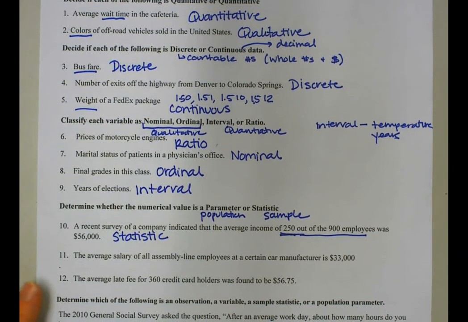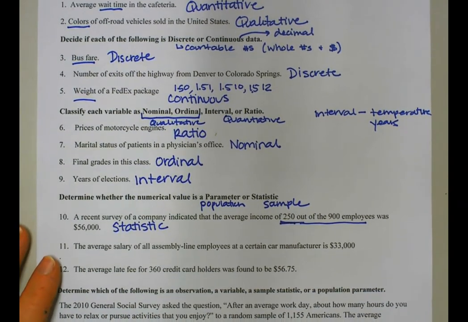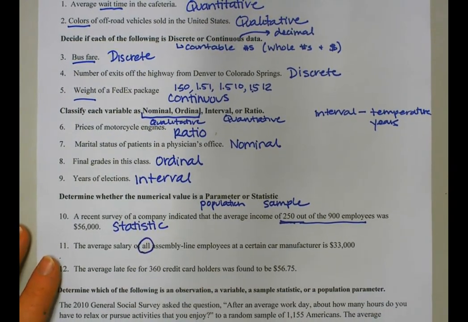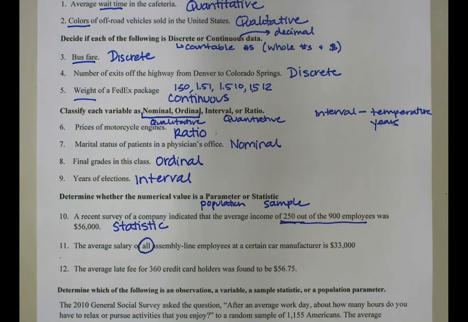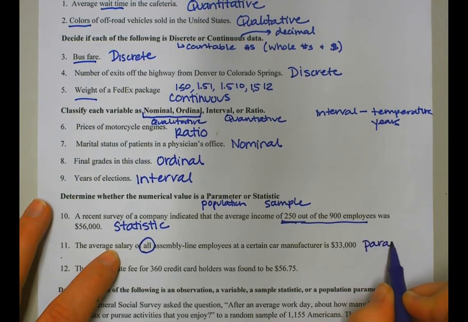The average salary of all assembly line employees at a certain car manufacturer is $33,000. So we asked all of them. So because all of them were included in this data, in this value, then that means that this is a parameter.